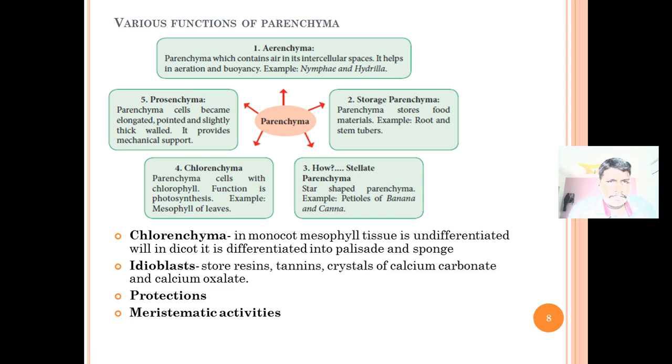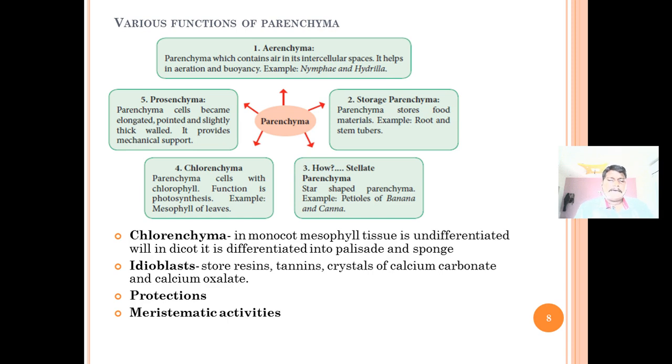Then come to various functions of parenchyma: aerenchyma, storage parenchyma, stellate parenchyma, chlorenchyma, prosenchyma. Aerenchyma is a special parenchyma in which air occupies the intercellular spaces. Due to that, the plant body possesses air and has the ability to float in water, so it gets floating buoyancy. This aerenchyma is present only in floating plants, for example, Nymphaea.